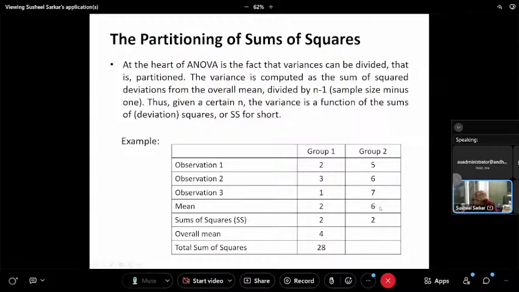Now the sum of squares. Sum of squares means observation minus mean and its square. So 2 minus 2 is 0. 3 minus 2 is 1 and its square is 1. 1 minus 2 is minus 1 and its square is 1. So this sum of squares is 2. Same as here, if you calculate, it will become 2.